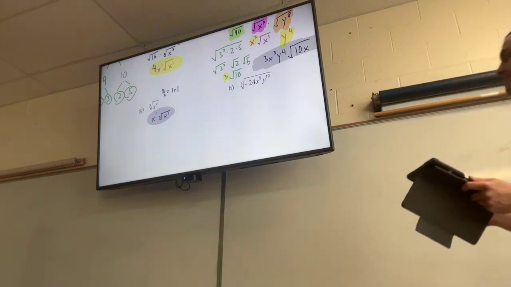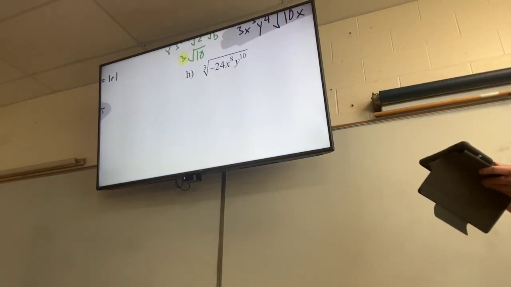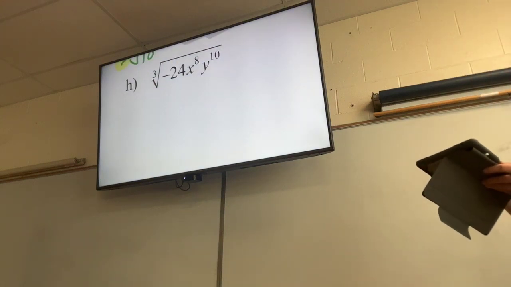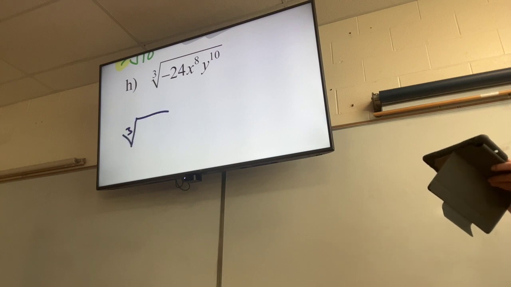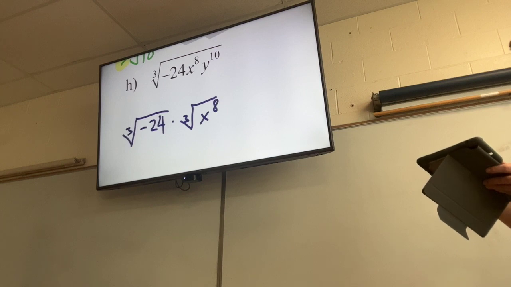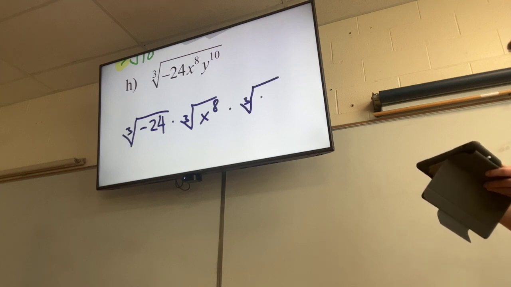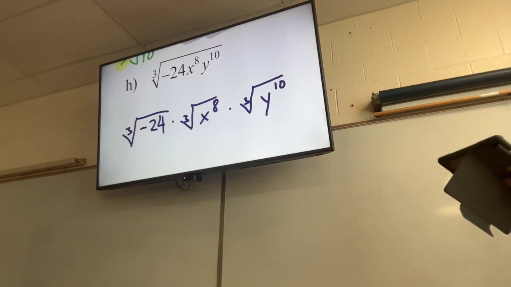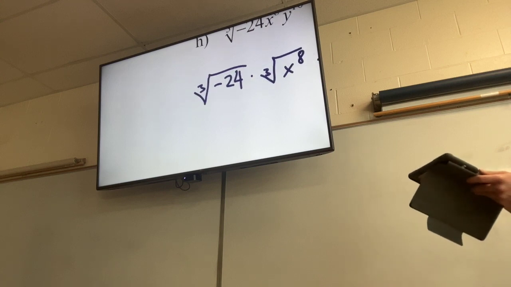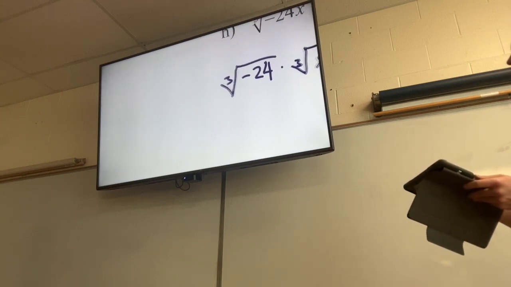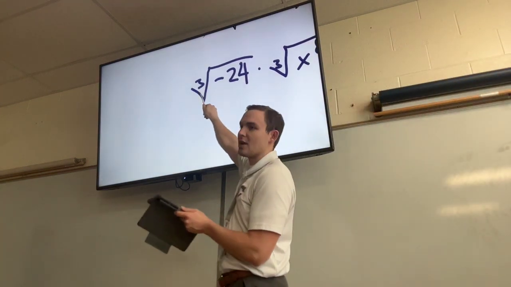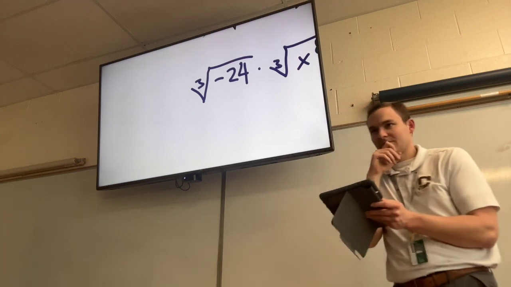All right. Good stuff. H, kind of a lot going on there. What are we doing? There's a lot going on. Break it up. There you go. Okay, so cube root of negative 24. Doesn't that give us an imaginary number? No, it's a cube root. So if you're doing a negative and there's an odd number here, you're going to get just a negative number.